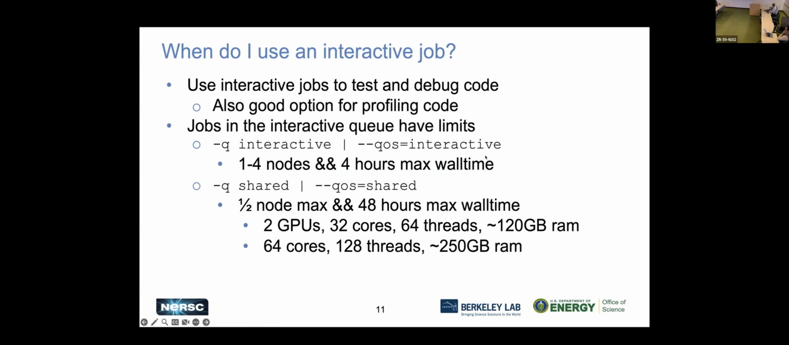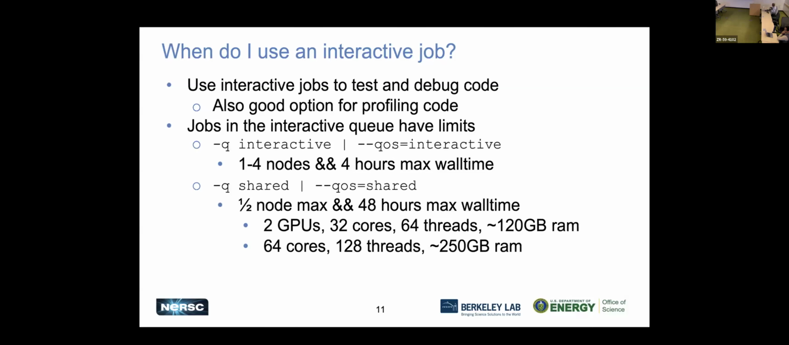And so when do you want to use an interactive job? Interactive jobs are quick for any kind of proof of concept type of testing, quick testing and debugging. The fewer the nodes, the quicker the time, and the easier you'll be able to get that resource allocated.